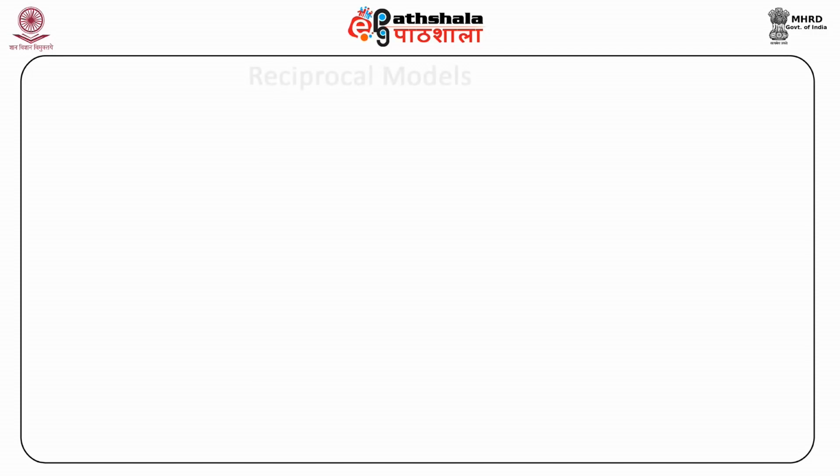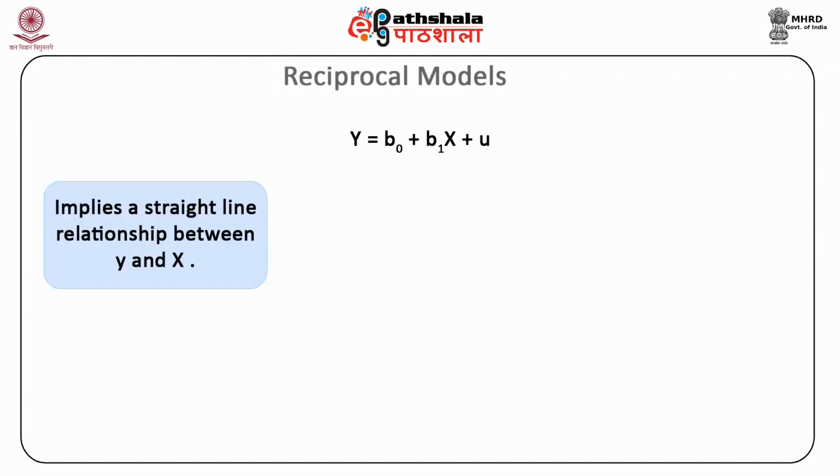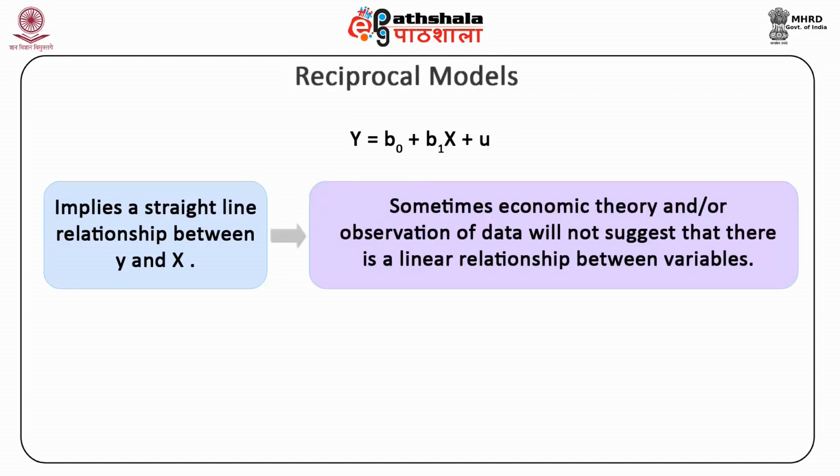Reciprocal model. So far we have considered models written in linear form, that is y is equal to beta 0 plus beta 1 x plus u. It implies a straight line relationship between y and x. However, sometimes economic theory and observations of data will not suggest that there is a linear relationship between variables.